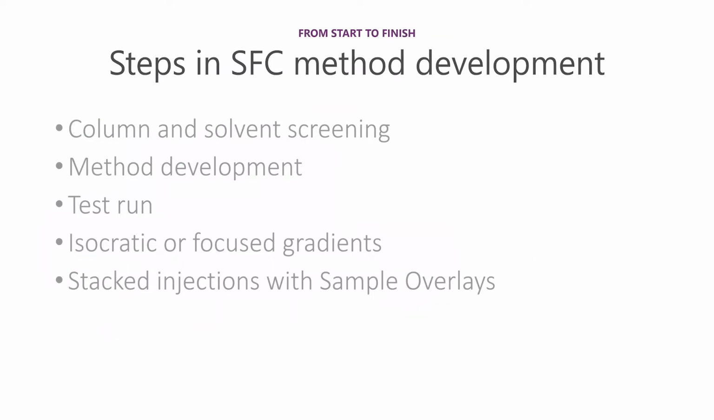The workflow we will describe starts with column and solvent screening. There are a series of scouting runs which may be run on an analytical SFC or run on the AccuPrep SFC. These can be automatically run in a sample queue. At the end of the runs, we choose the best chromatogram. We can then determine a method from the best scouting run, test it, and run the method to purify compounds, and then optimize the purification with stacked injections.